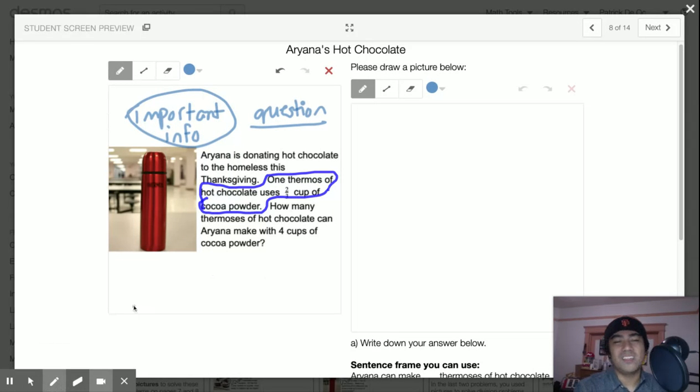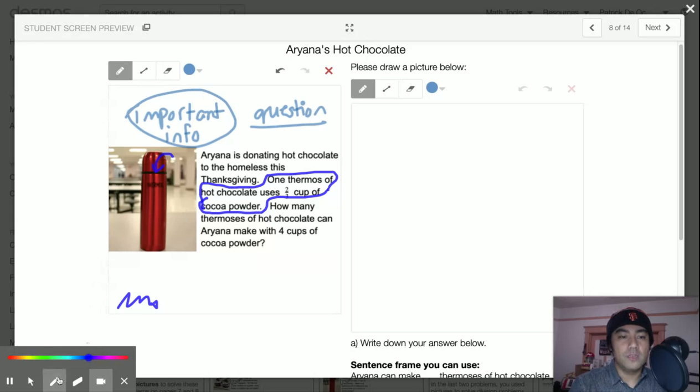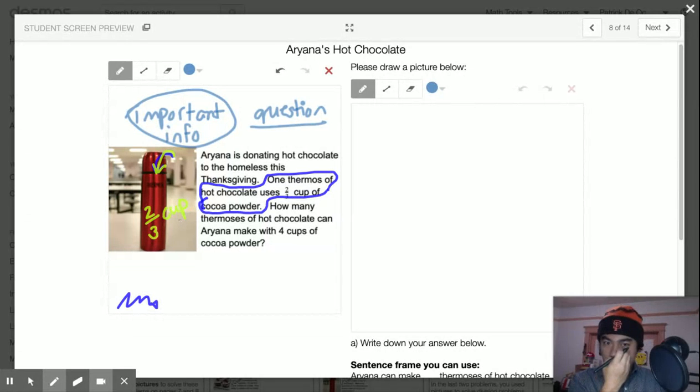Now, here's the thing. You notice that I've been writing on this whole thing. Please definitely take advantage of that. Now, here's this 1 thermos right here. If you look at the black writing over here, it says thermos. I want you to imagine that inside this 1 thermos, sorry, let me change my pen, inside this 1 thermos is 2/3 cup of cocoa powder.